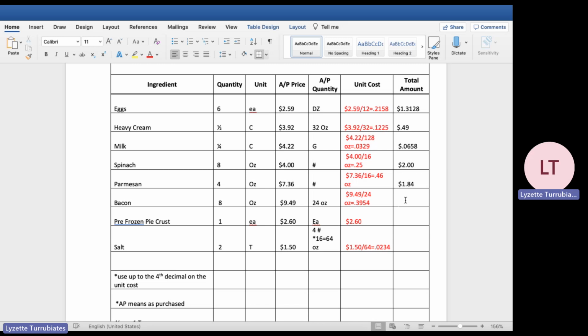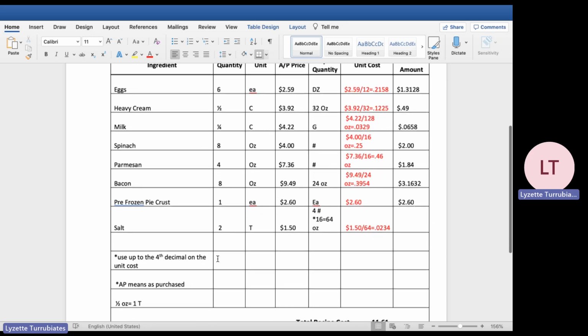Okay, so the next one is bacon. Our bacon was 0.3954 per ounce, and we're looking for 8 ounces, so we need to multiply that by 8. And our total amount for the 8 ounces of bacon in our recipe is $3.1632. And the pie crust, because we are only using one pie crust, all we have to do is just carry this number over because that's what's costing us for our recipe.